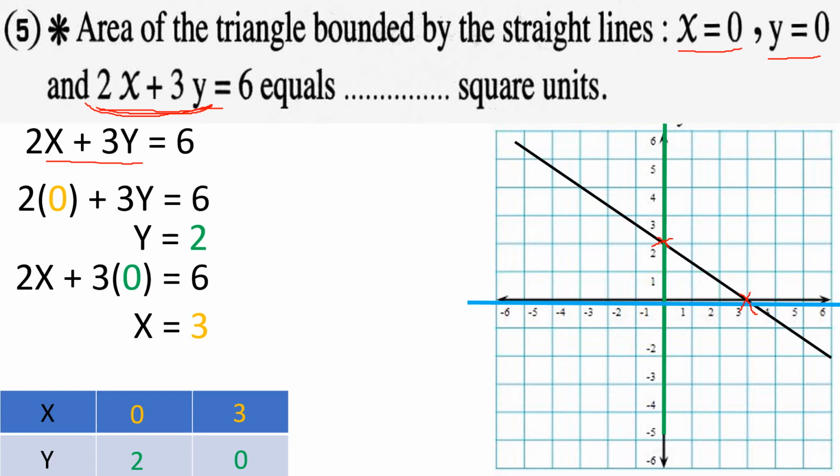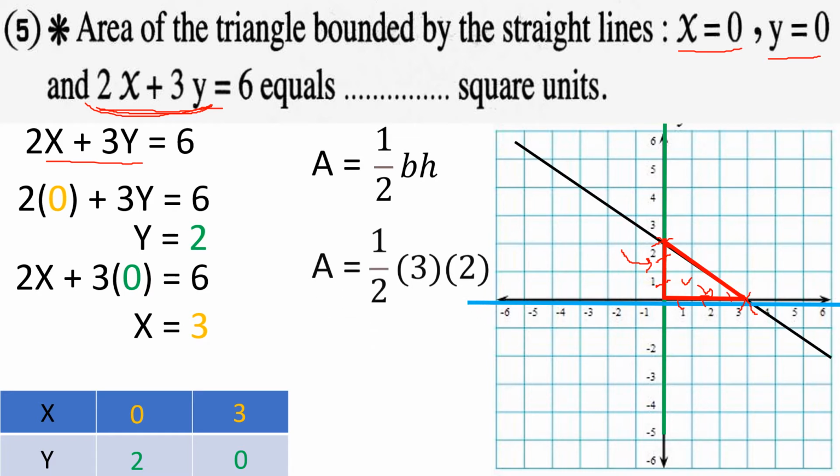Okay, now I have this triangle. I want the area of this triangle. This is the triangle I will deal with. Okay, let's see. What is the length of this side? Let's count the units. 1, 2, it is 2. And what is the length of this side? It is 1, 2, 3. So the area equals half base times height. So half, 3 times 2, as we said, then the area is 3 square units.